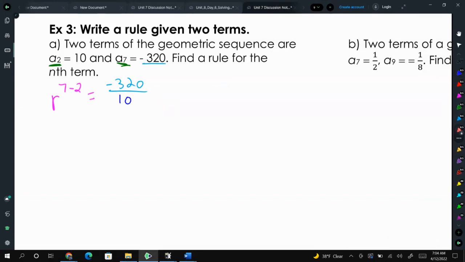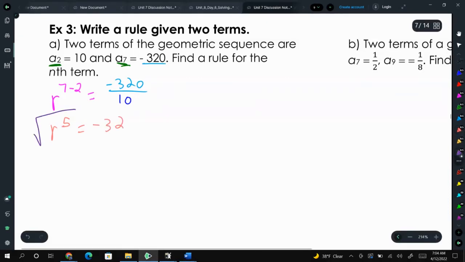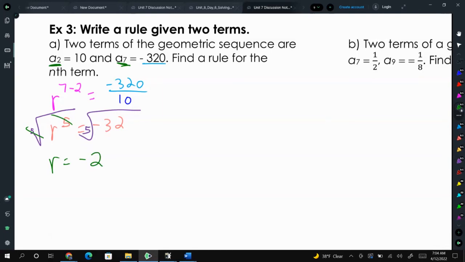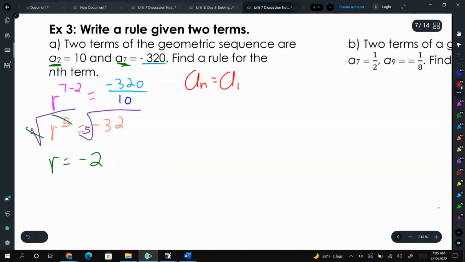Well, r to the 7 minus 2 is r to the 5th, equals negative 320 divided by 10, which is negative 32. And then we have to take the 5th root of both sides. The 5th root and 5th power cancel. So r is negative 2. Okay, so far so good. r is negative 2, but we need to find a sub 1. So our rule: a sub n equals a sub 1 times r to the n minus 1 power. We need to find the first one.